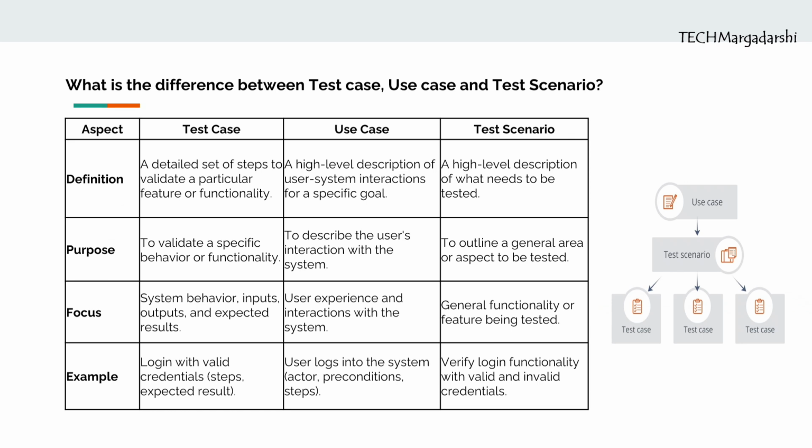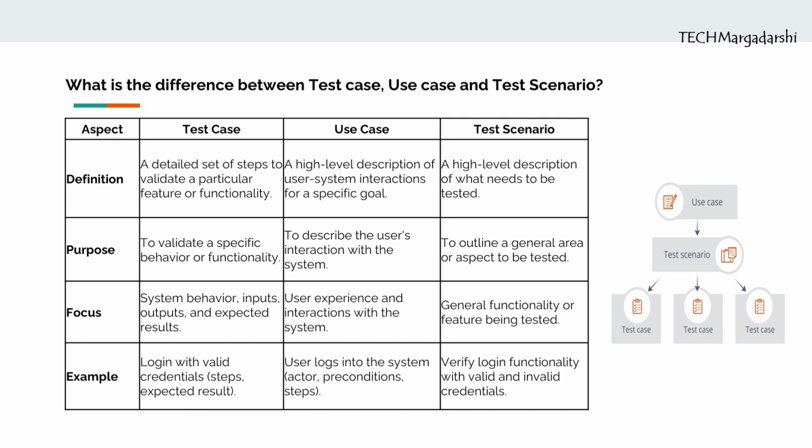What is the difference between test case, use case, and scenario? Let's understand them in a structured way. Aspect 1, definition. A test case is a detailed set of steps written to validate a specific feature or functionality. A use case is a high-level description of how a user interacts with the system to achieve a particular goal. A test scenario is a high-level description of what needs to be tested.